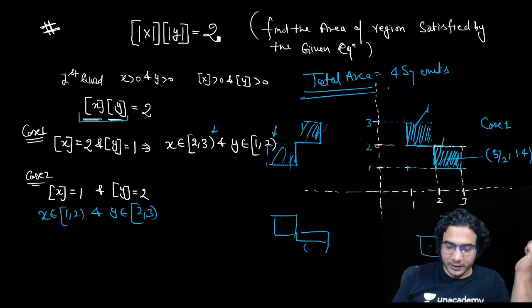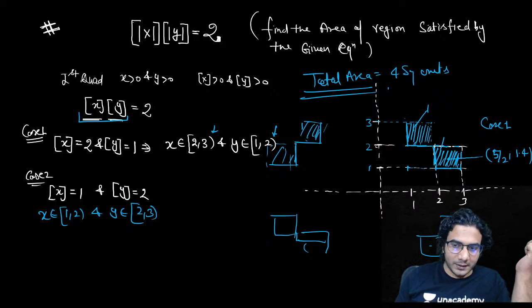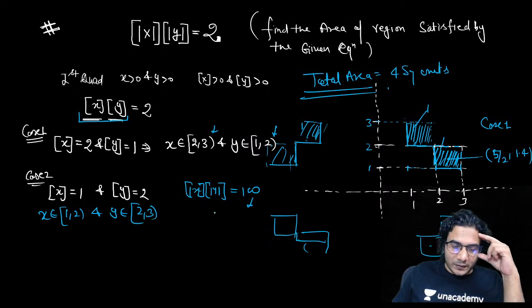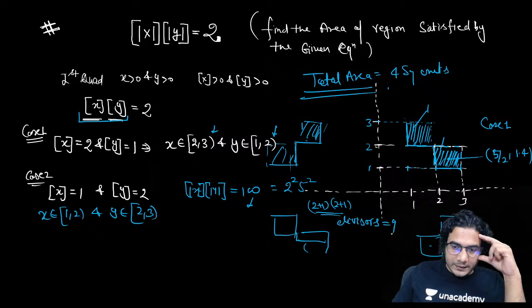So I hope you got it. You got the idea. If I write greatest integer of mod x into greatest integer of mod y is equal to 100, then how many ways can you split this? How many cases will you form? The number of divisors. Do you know how to find the number of divisors? 100 is 2 square, 5 square. So 2 plus 1 into 2 plus 1, 9 divisors you have, right? Divisors is equal to 9. So 9 cases will be there, right?